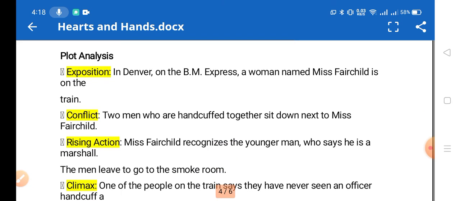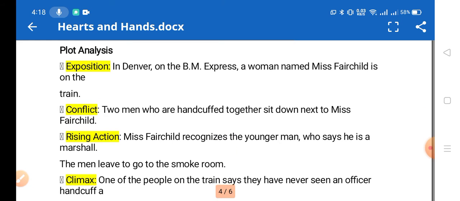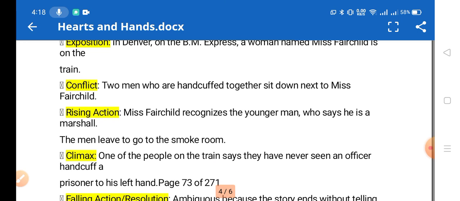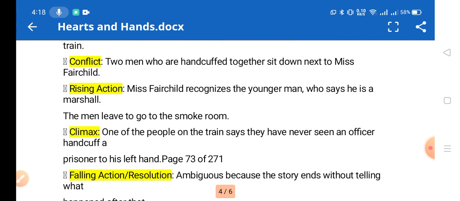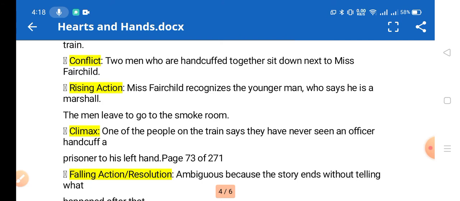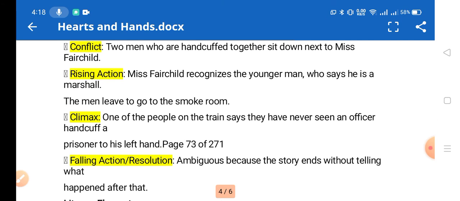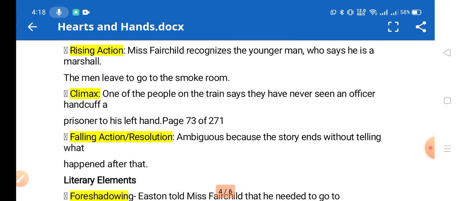And plot analysis concerns exposition, the beginning of the story, and then we begin on an express train, a woman named Fairchild. She sits on the train. The conflict: the two men who are handcuffed together sit down next to Miss Fairchild, and rising action. Miss Fairchild recognizes the young man who says he is a marshal, and the men leave to go to smoke in the room.